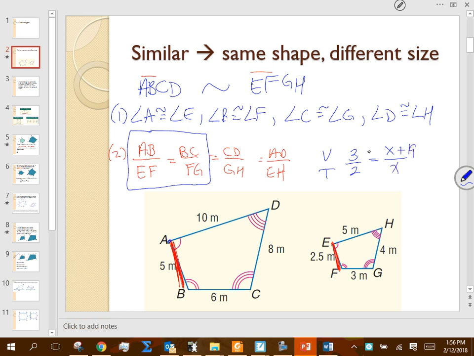Does that make sense? We see that up top is all scores related to the Vikings. On the bottom is all scores related to the Timberwolves. So when I use that logic over here with similar polygons, my numerators need to have that link. These are all values that come from this figure on the left. The denominators are all values that come from the figure on the right. Does that make sense, everybody?